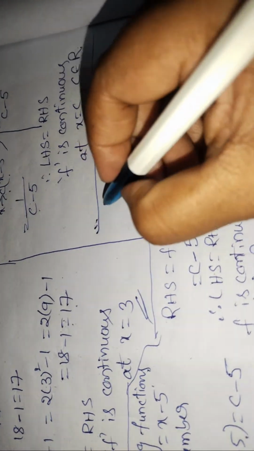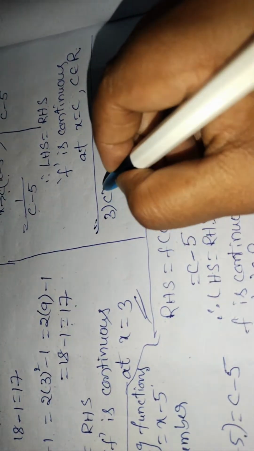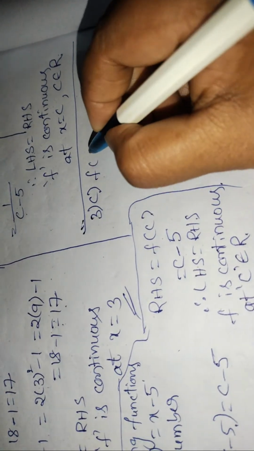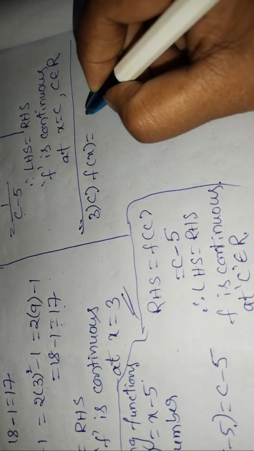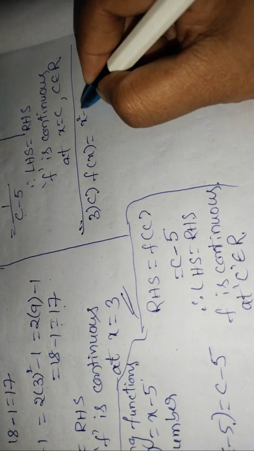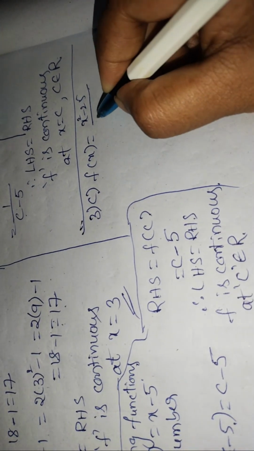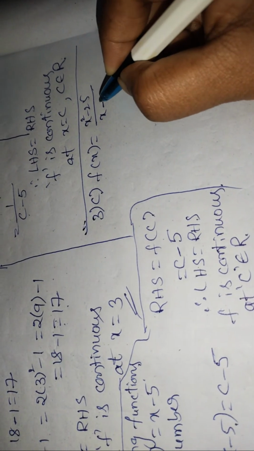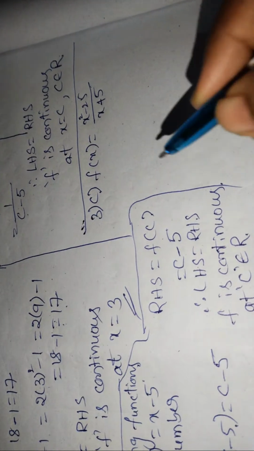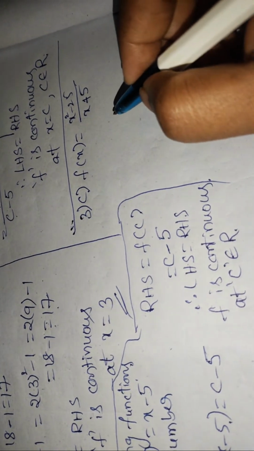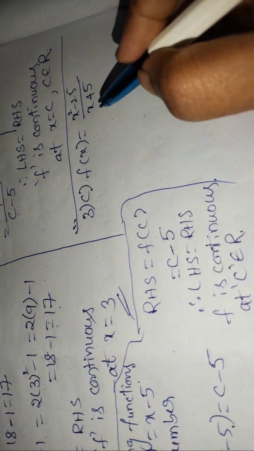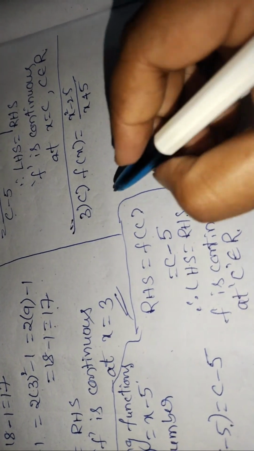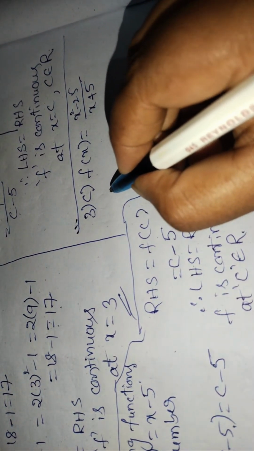Next question is 3c. The function is f of x equals x square minus 25 divided by x plus 5. So it is the given function. For this function, I am going to check whether f is continuous at real numbers or not. So we know c is a real number.